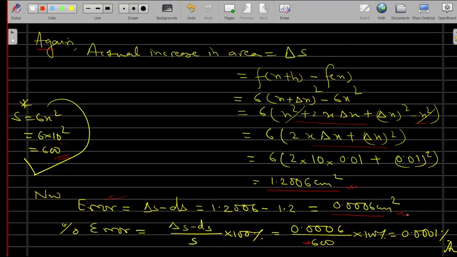that is 0.0006 centimeter square. The percentage error is this error divided by the initial surface area, that is 6x², when x is 10, that is 600. So 0.0006 by 600 into 100%, and it will be 0.0001%, that is the error.